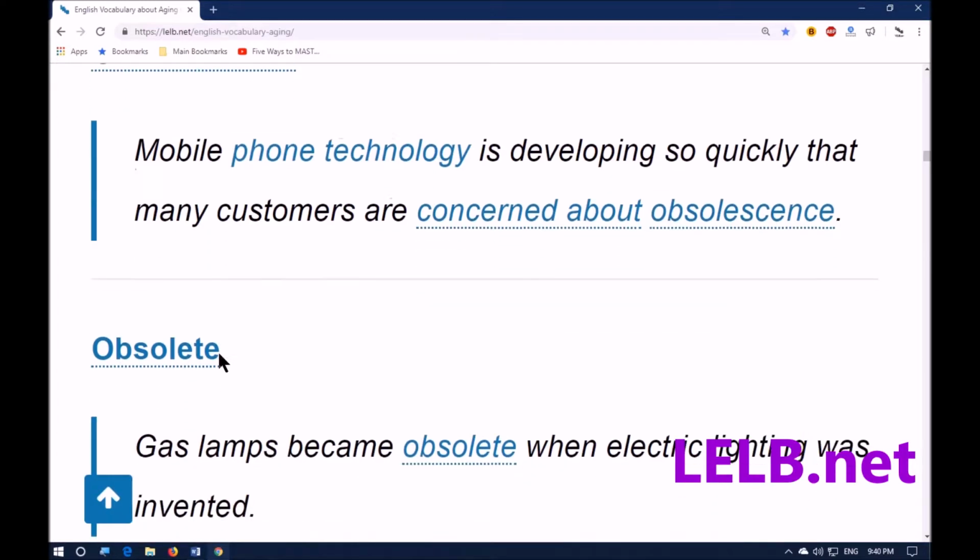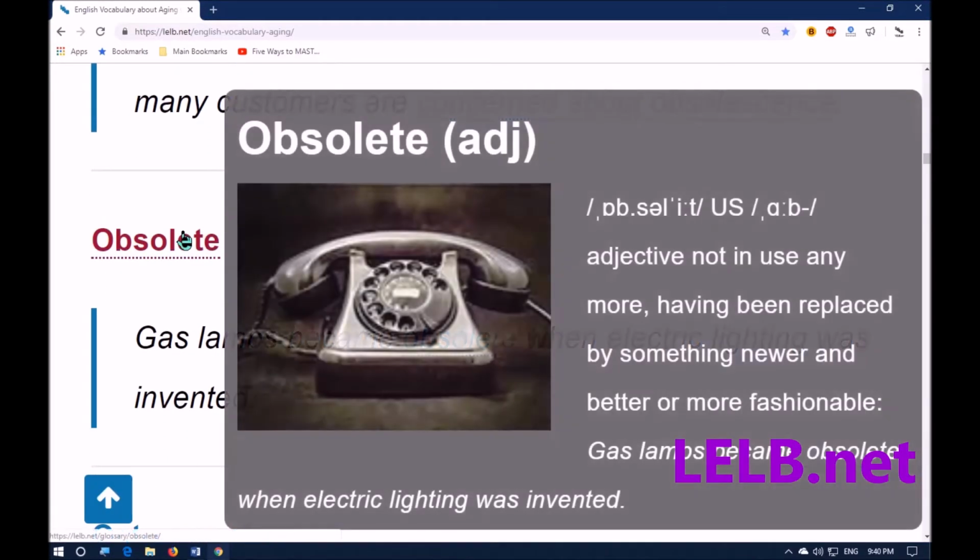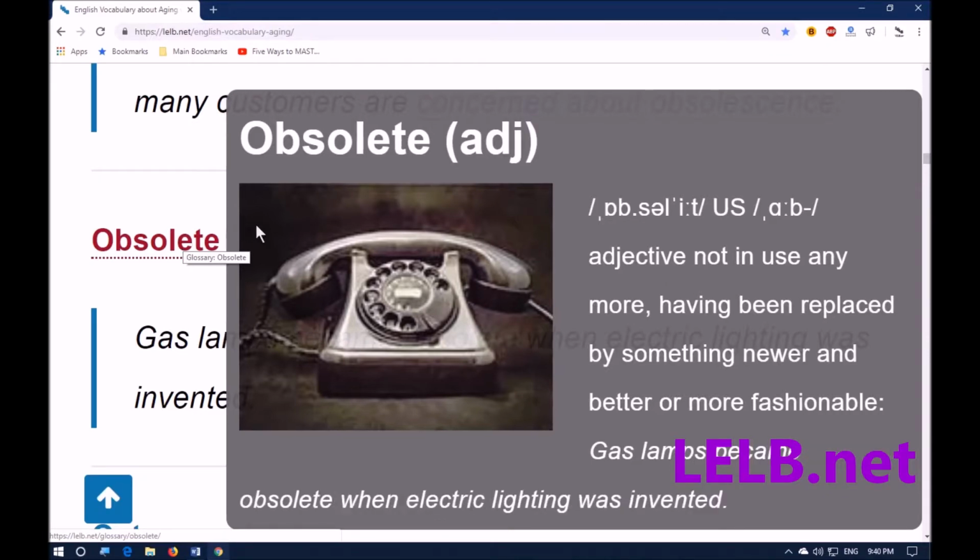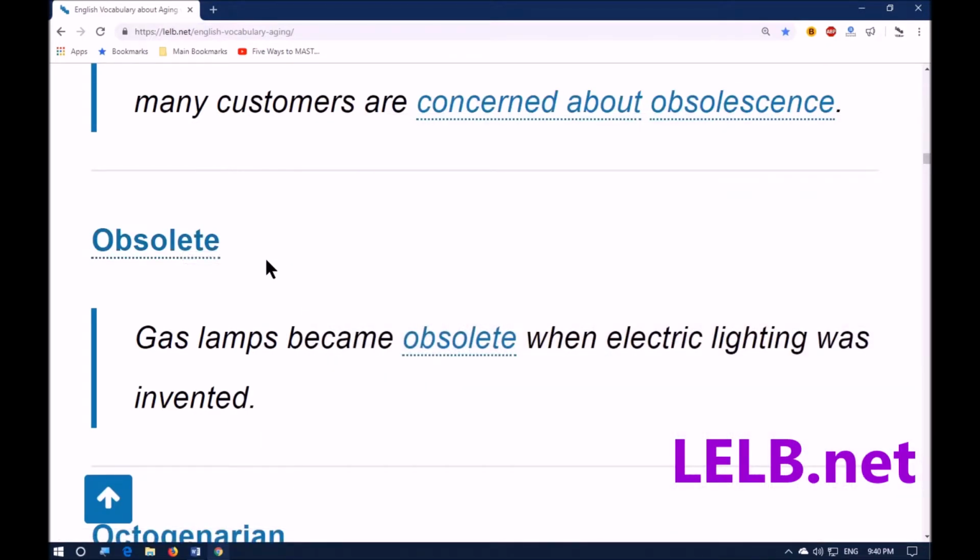Okay. Obsolete means not in use anymore, having been replaced by something newer and better or more fashionable. Gas lamps became obsolete when electric lighting was invented.